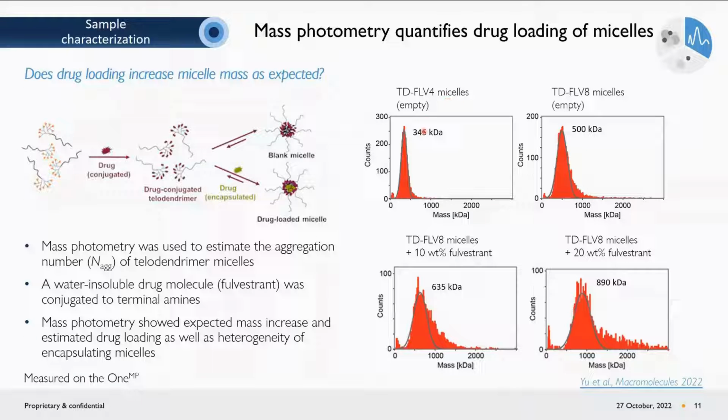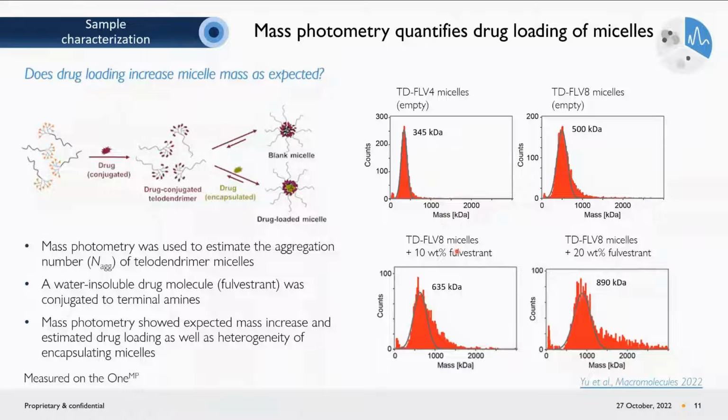We can see that if you have 4 dendrimers, we have a much lower weight than if you have 8 dendrimers. So mass photometry can be used to see whether the expected size and mass is reached, but it also tells you something about the monodispersity and the cleanliness of the sample. Here we don't see any further peaks, we don't see contaminations, so nicely assembled micelles.